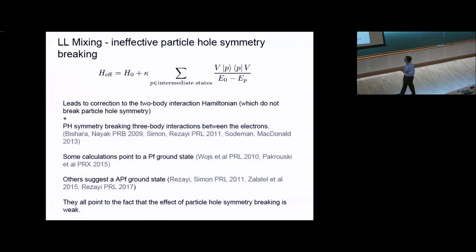Using this formalism, various kinds of numerical studies have been done. Some of the studies using exact diagonalization point to a Pfaffian as the actual ground state, and other studies using DMRG and other techniques show anti-Pfaffian as the ground state. However, they all point to the fact that the effect of particle-hole symmetry breaking is weak.